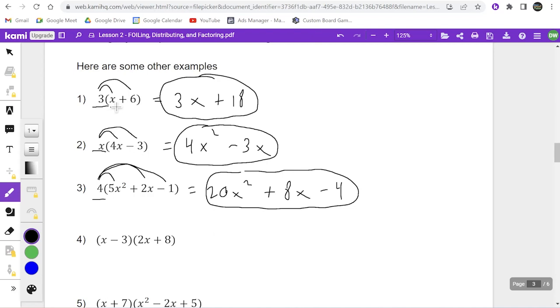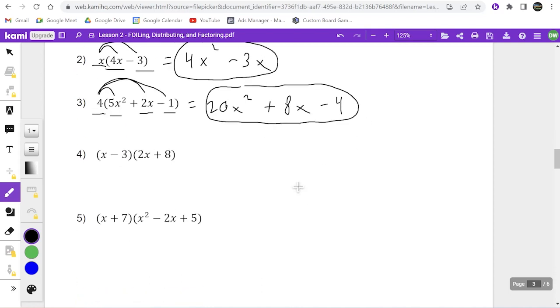So for instance, x plus 6 is 2 terms, 4x minus 3 is 2 terms, 5x squared plus 2x minus 1 is 3 terms. So in other words, you have a monomial times a polynomial. Notice I'm not writing any of this down, because it doesn't matter, especially for this summer course. I don't expect you to memorize that. But I'm just saying, basically, sometimes you simplify like terms, sometimes you don't need to.